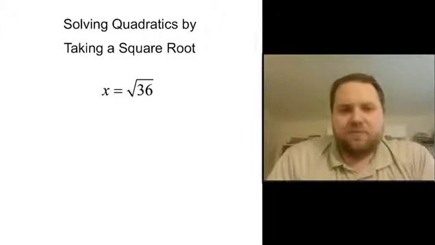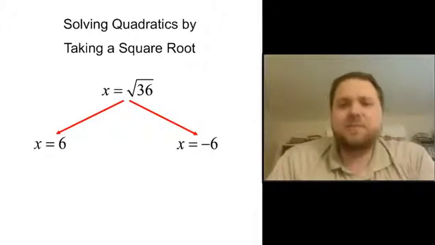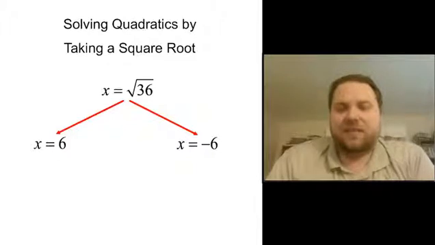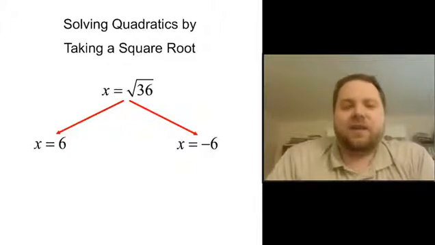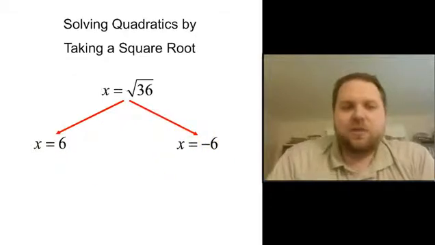When you take the square root of this, you get two answers. x could be 6, because 6 times 6 gives you 36. But x could also be negative 6, because negative 6 times negative 6 also gives you 36. So we have two options for our answer. And in order to avoid having to write our two different solutions, we can write it like this.